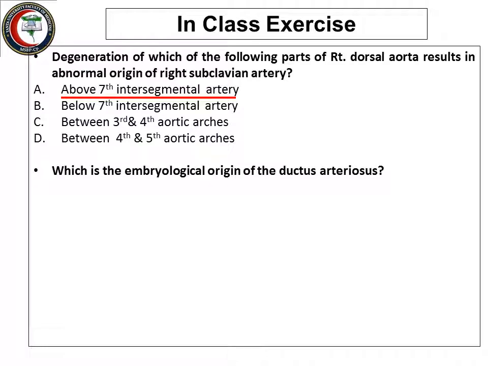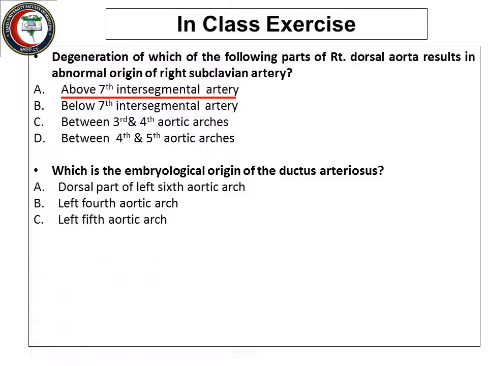Which is the embryological origin of ductus arteriosus? Dorsal part of left 6th aortic arch, left 4th aortic arch, left 5th aortic arch, or ventral part of left 6th aortic arch? Yes, definitely the answer is A, dorsal part of left 6th aortic arch.